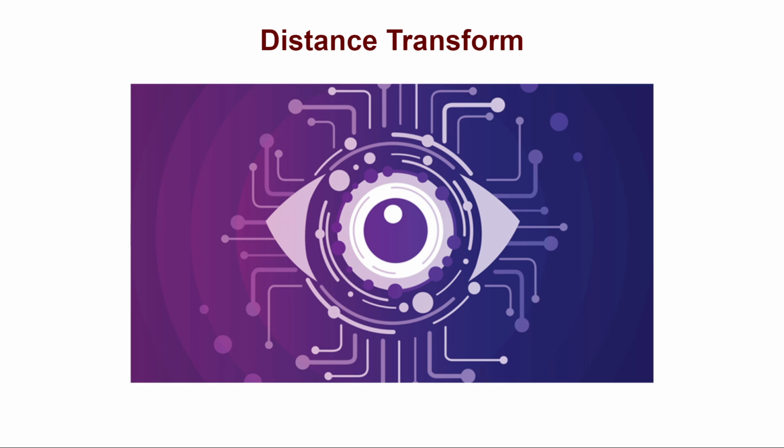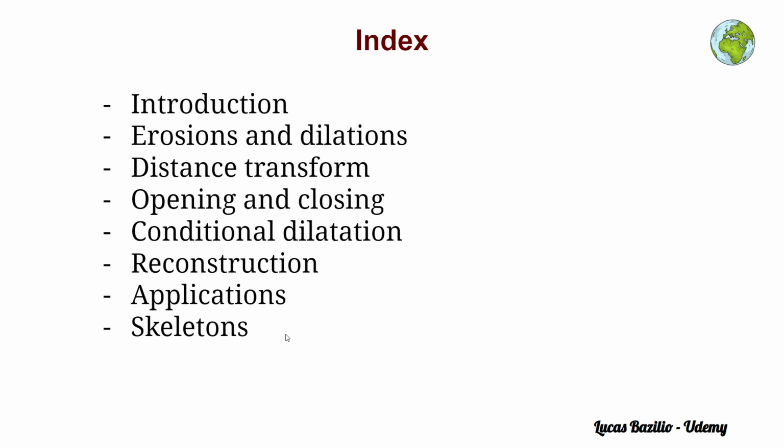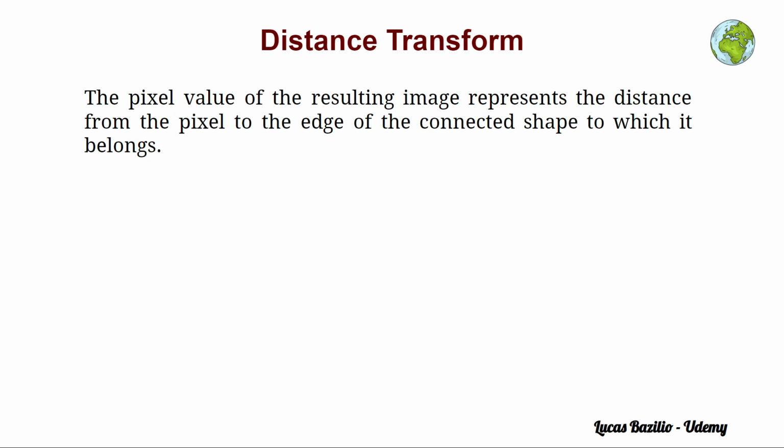Hey everyone, in this lesson we are going to study and work with the distance transform. We are in the section on morphological image processing. We already did the introduction and the erosion and dilation operations, and now we are going to study the distance transform. The distance transform is basically an operation that we apply to a given image, and we get another image where the pixel value of the resulting image represents the distance from the pixel that we are measuring to the edge of the connected shape that it belongs to.